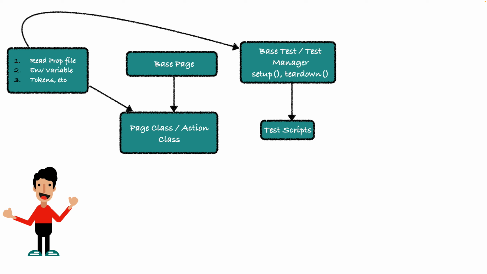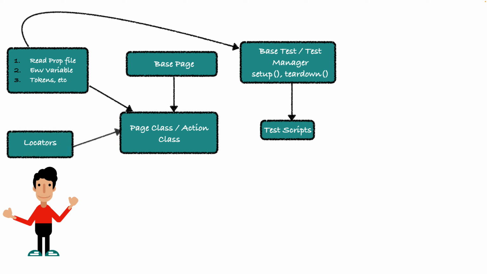And definitely during your automation scripts, sometimes you need some help to read the values from the property files or from the environment variables and tokens. So definitely these helper classes will always be available for it.